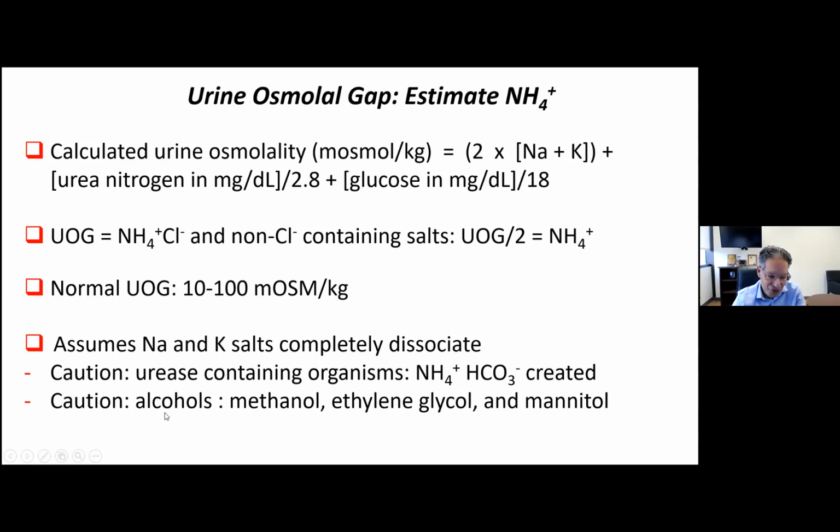And also, you can have other osmoles like methanol, ethylene glycol, mannitol affecting the gap, and you're not going to realize that unless you're aware of them. The best thing is to measure the ammonia directly. I'm trying to get that set up at UCLA. There are some health systems now that are allowing the measurement of ammonia in the urine. It's surprising since it's been measured in blood for decades. Of course, the range of the assay is different. The urine is in millimolar concentrations, whereas the blood is in micromolar.